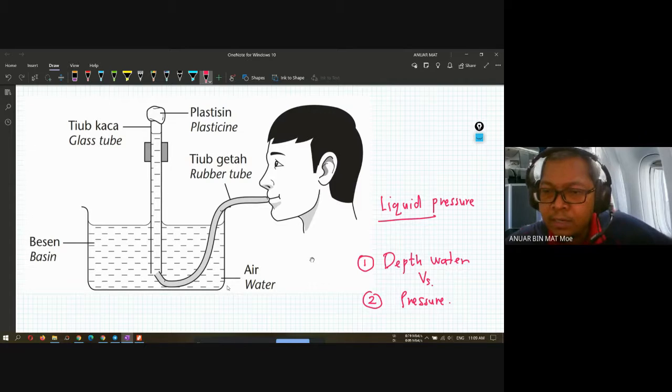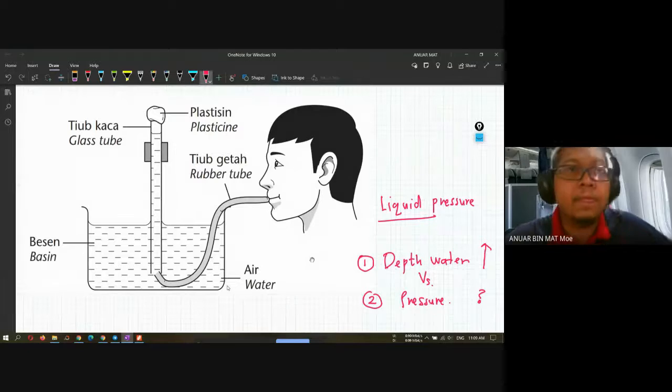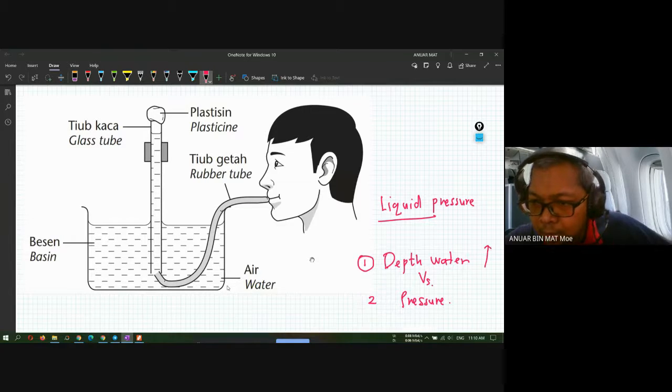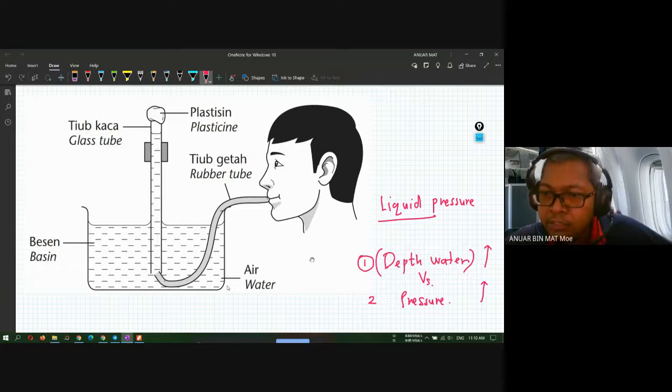For example, if the depth of water is increased, what happens to the pressure? Okay, thank you. If the depth of water increases, it means the pressure also increases. Depth of water is measured in meters, meaning how deep you go under the water. Maybe 10 meters, 5 meters, 20 meters, and as you go deeper into the water, the pressure also increases.